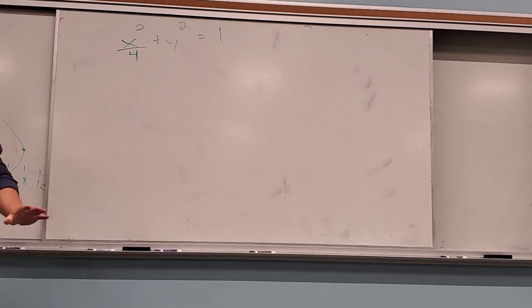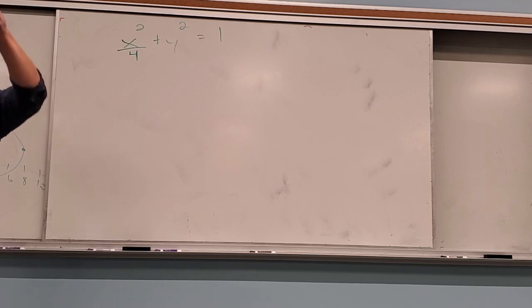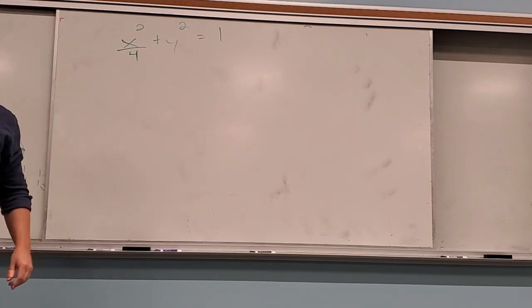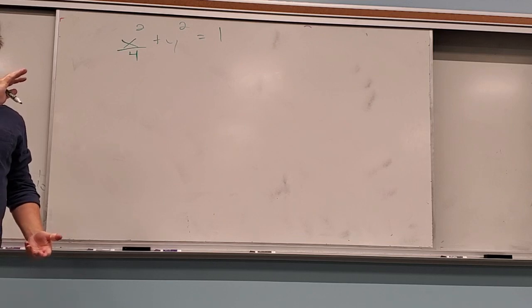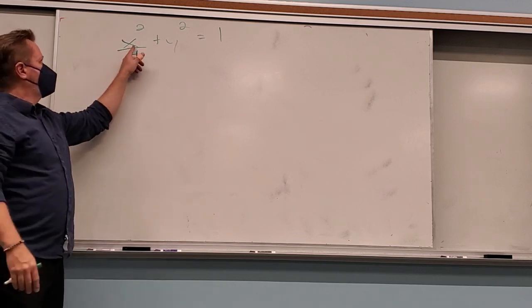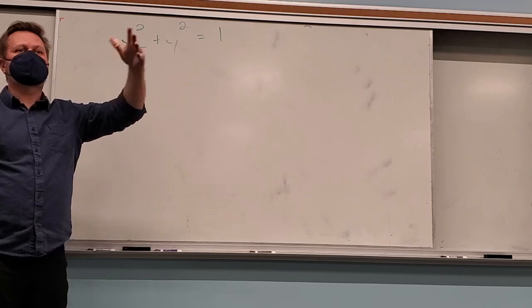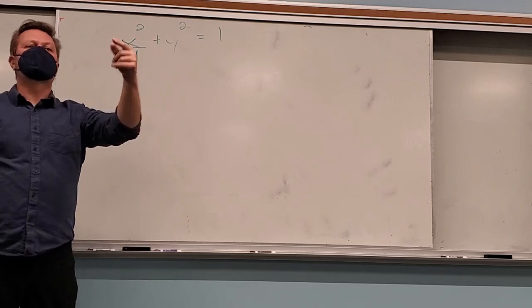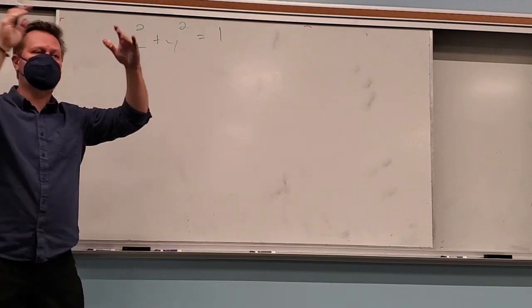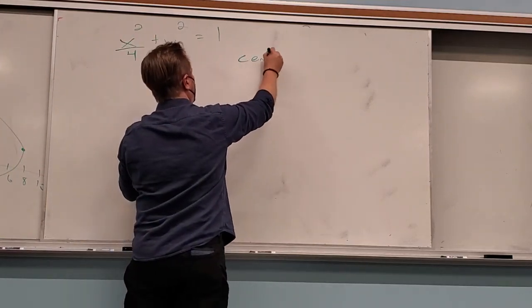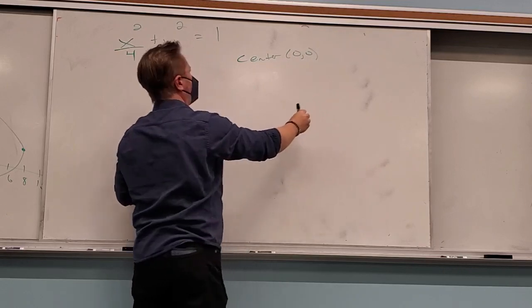All right, so real quick, you guys see that that's not a circle? Can somebody tell me, there still is a center. An ellipse still has a center. Where's the center for this one? Has this been shifted at all? Is there something inside with the x or inside with the y? So where's the center? 0, 0. All right, so center 0, 0 unless it's been shifted. So the center is at 0, 0.